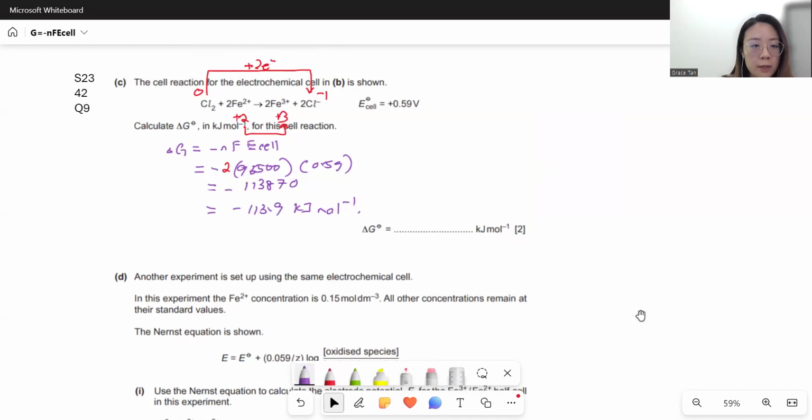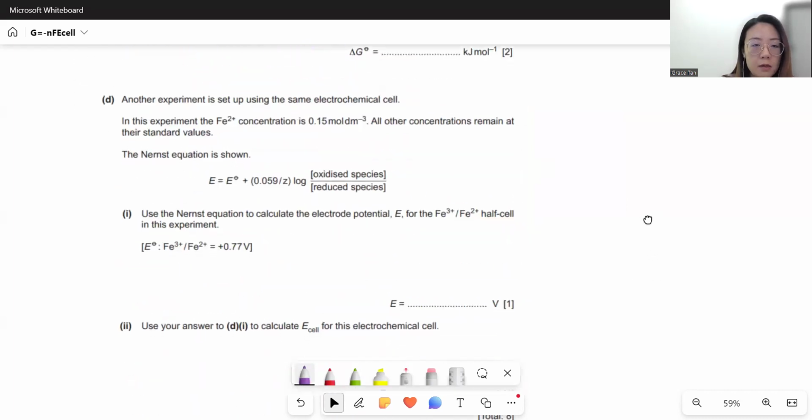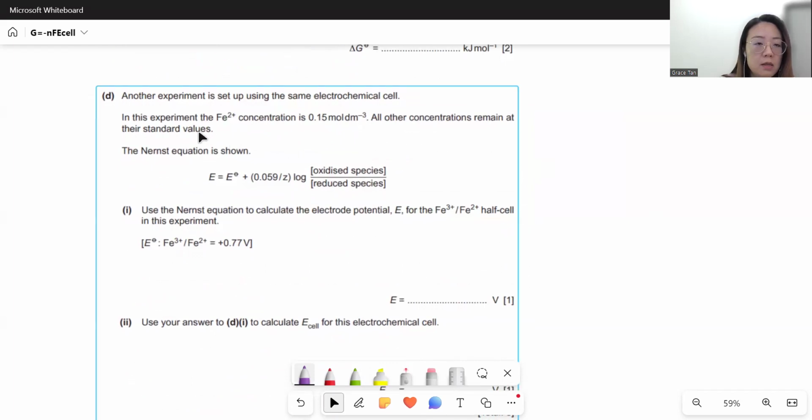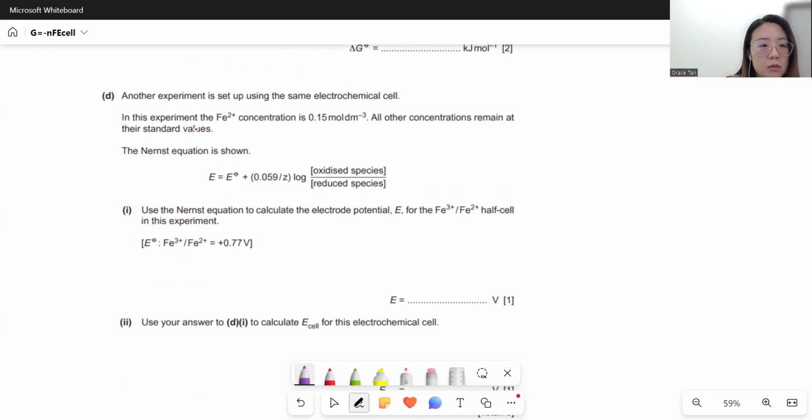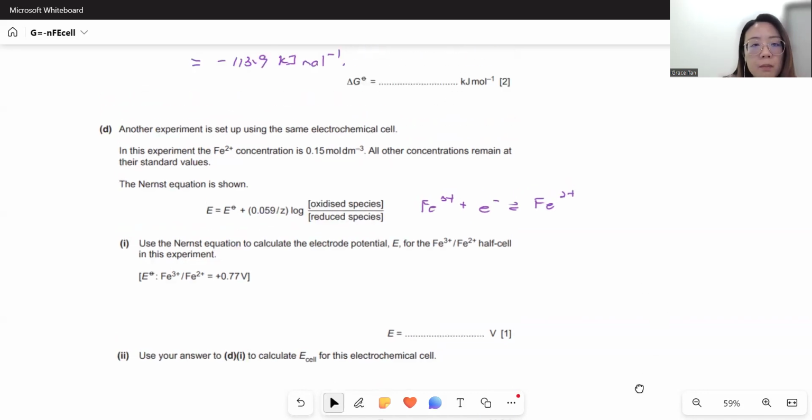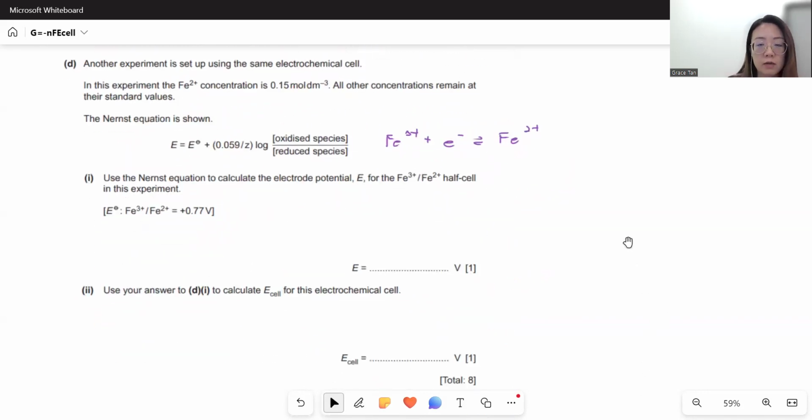Now continuing. Another experiment is set up using the same electrochemical cell. In this experiment, the iron 2 concentration is 0.15. All the other concentrations remain at their standard values. So iron 3 plus electron to give iron 2. I write it in standard electrode potential or standard reduction potential format. This one here, we don't have the E value, right? It's not given in the question, which is fine.